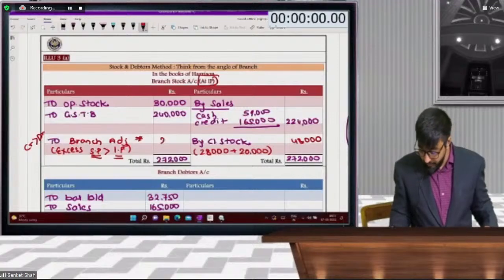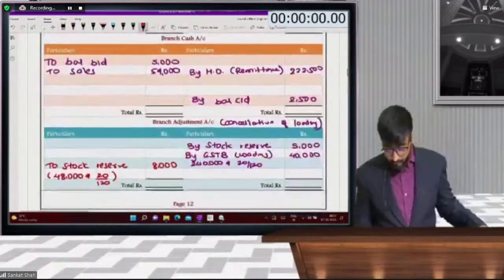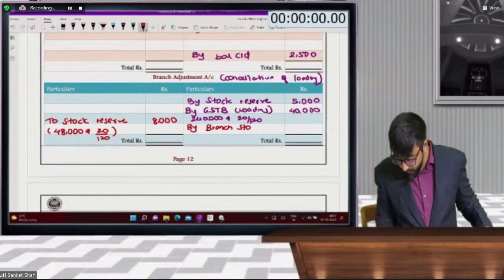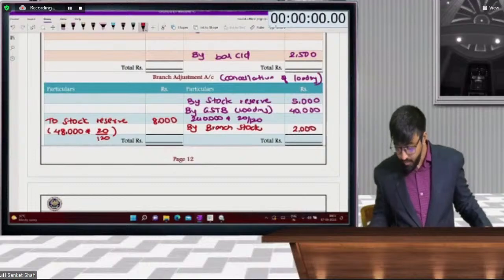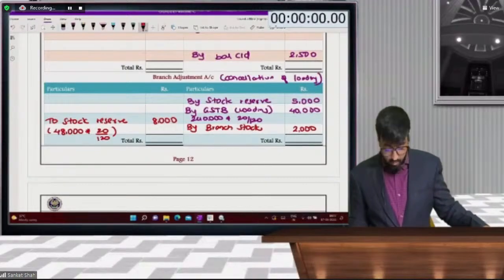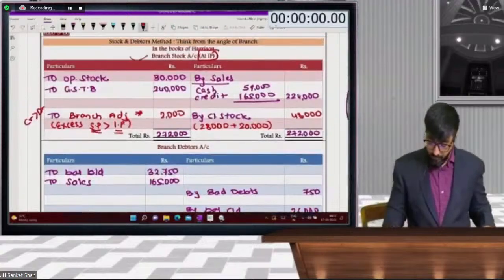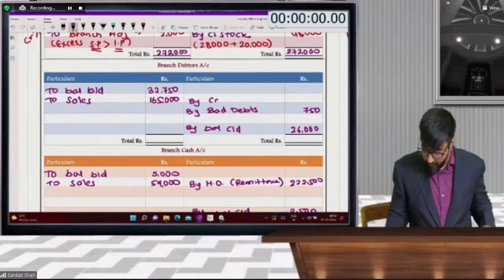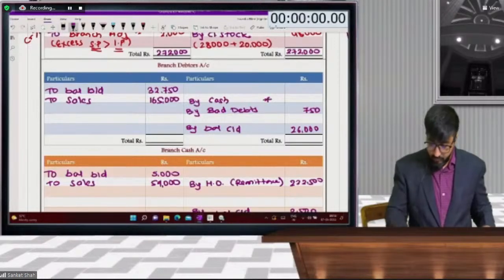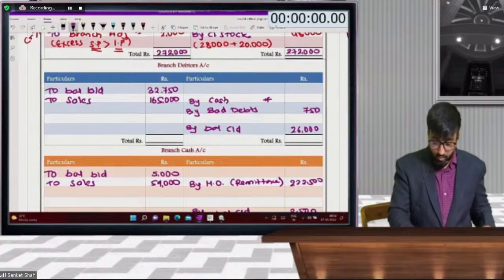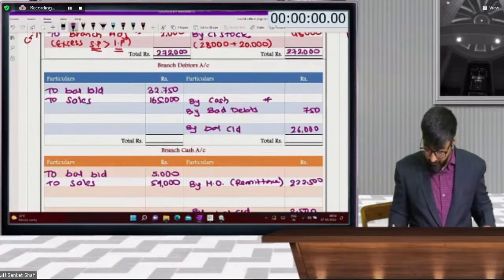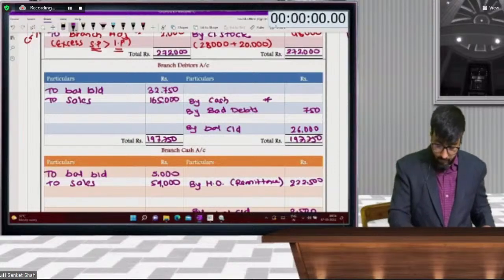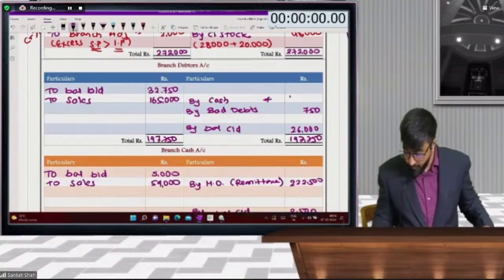Yes. So this is a balancing figure. This is 2000. And by branch stock 2000. Okay. Now debtors by cash. So this is similar to last one. 165, 197, 750. $1,71,000.